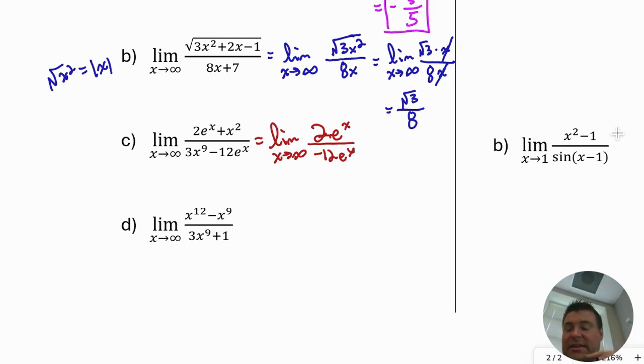So that x to the 9th, even that's going to grow pretty quickly. E to the x as an end behavior is going to approach infinity a lot faster. So these e to the x's cancel out, gives me 2 over negative 12. Let's clean that up a bit. Negative 1 over 6.